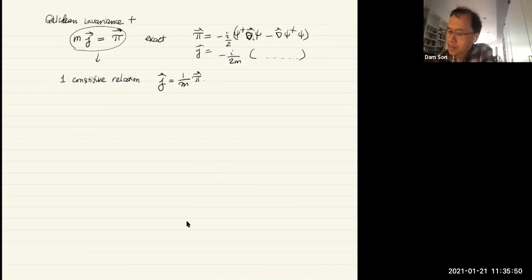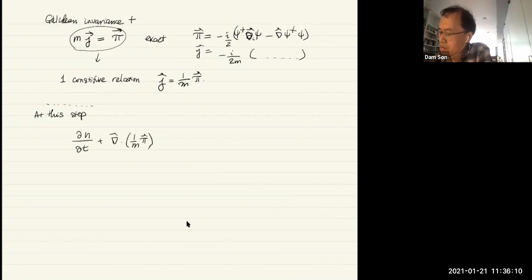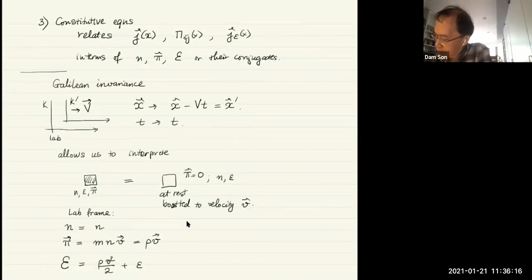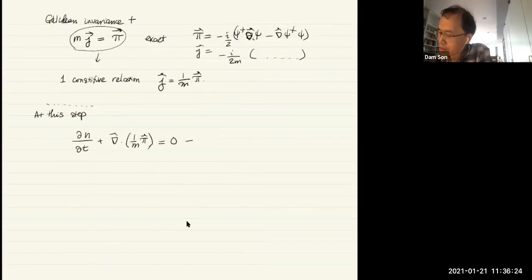Okay. So at this step, let's summarize what we have done. Then we have the following equation: d over dt of n plus grad of 1 over m pi equal to 0. All right. Second equation, but pi is rho v. Okay, so let me write this equation like d rho over dt plus grad rho v is equal to 0.